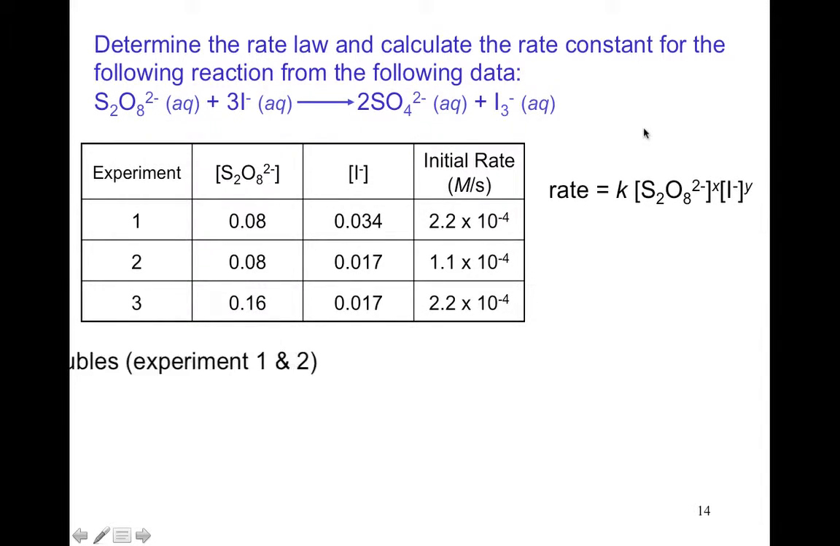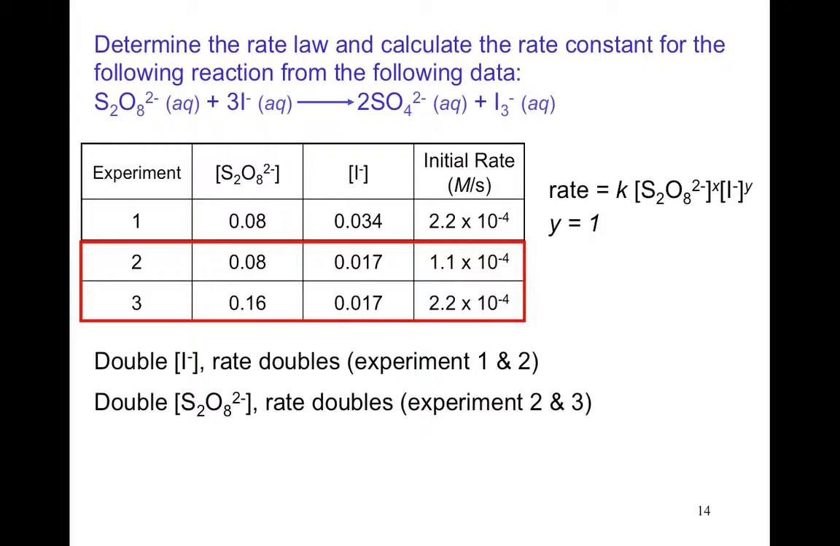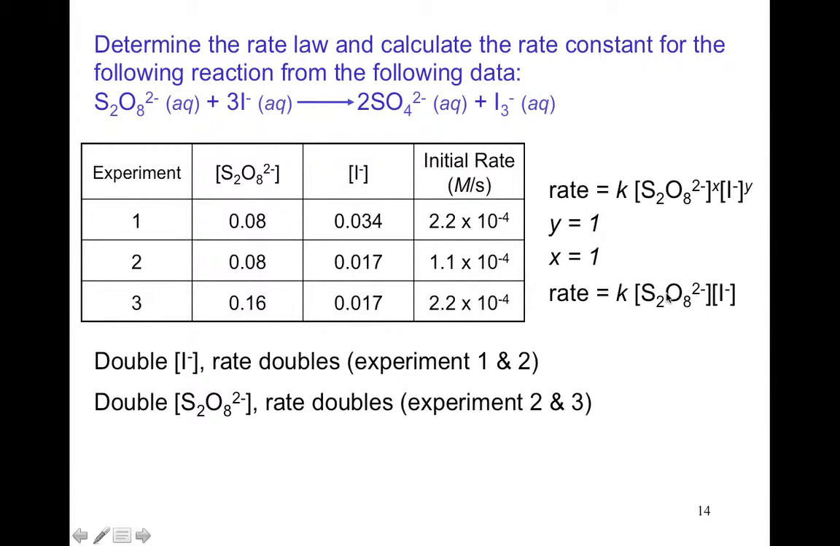So here's our rate. We figured out X and Y. You double the iodine, the rate doubles. You double S2O8, the rate doubles. So we're set. We're in the same boat we were in the last experiment. We just found the rate law. So now we got to find K.